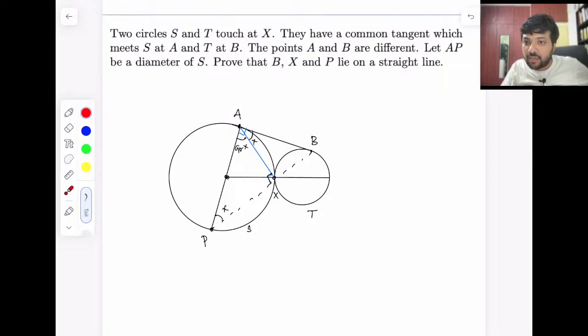Nabani was saying, Nabani, what did you say? ASP for APB. I don't know what you mean. What I mean, S is the name of the circle. I don't know what you mean by ASP. S and T are names of circles. P, X, A, B are points.